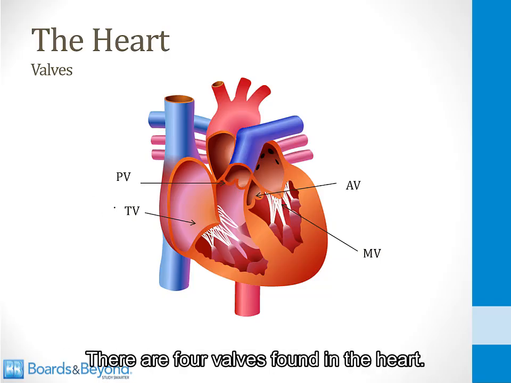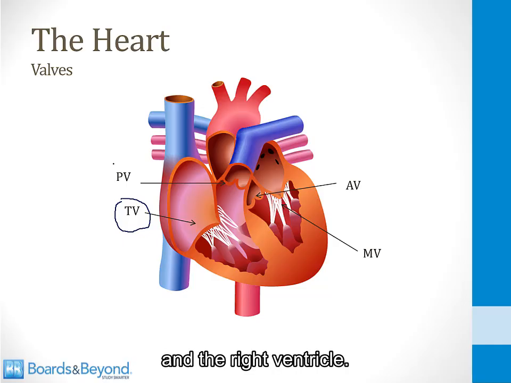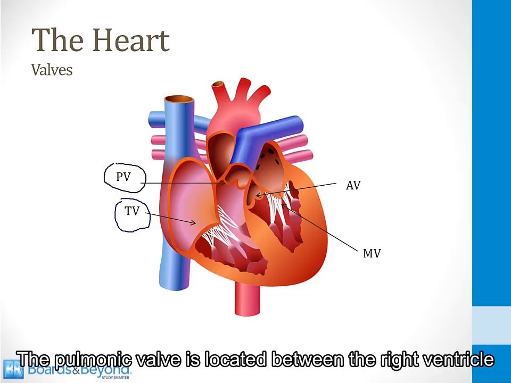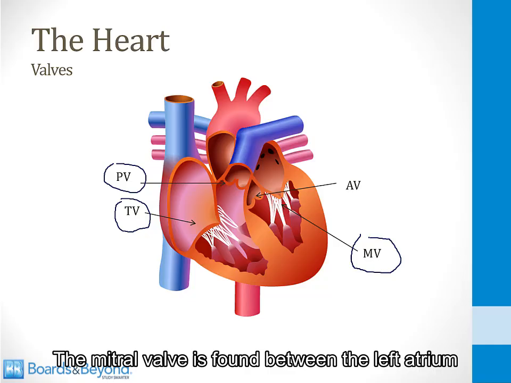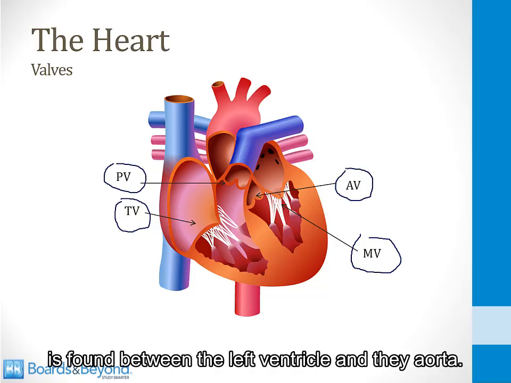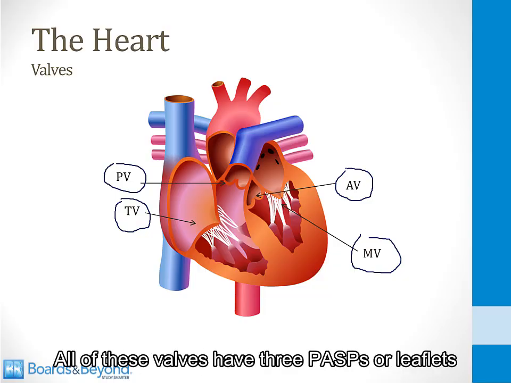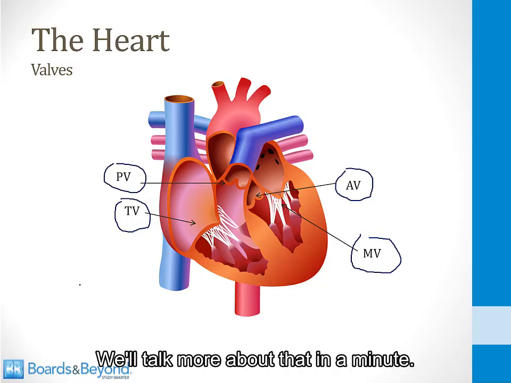There are four valves found in the heart. The tricuspid valve is located between the right atrium and the right ventricle. The pulmonic valve is located between the right ventricle and the pulmonary artery. The mitral valve is found between the left atrium and the left ventricle. And finally, the aortic valve is found between the left ventricle and the aorta. All of these valves have three cusps or leaflets except for the mitral valve, which has two leaflets. We'll talk more about that in a minute.